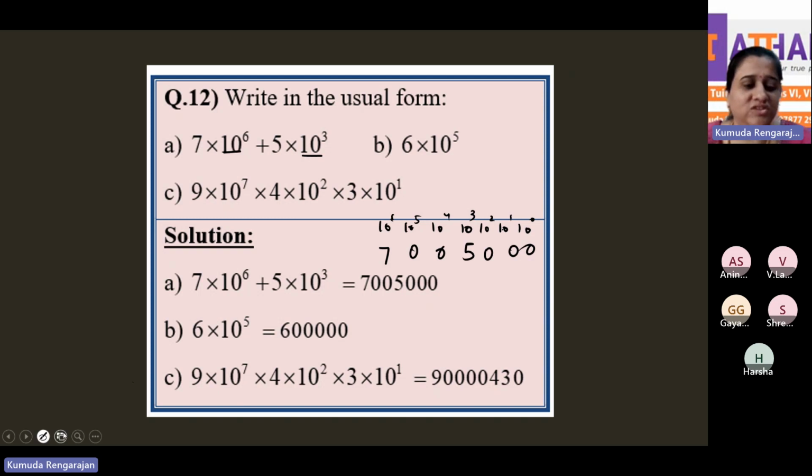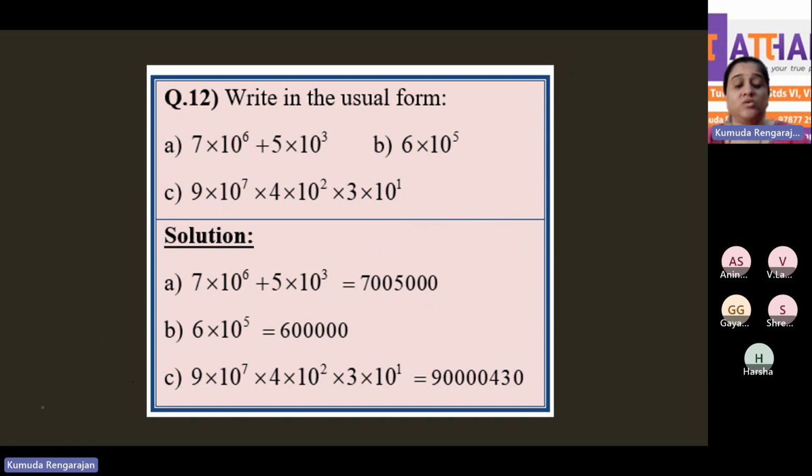These questions you must write in the usual form using the place value chart. Using the exponential place value chart. So 10 to the power 5, we have 6. 10 to the power 4, 10 to the power 3, 10 to the power 2, 10 to the power 1, 10 to the power 0. Understood, children? Understood, ma'am. Yes, ma'am.